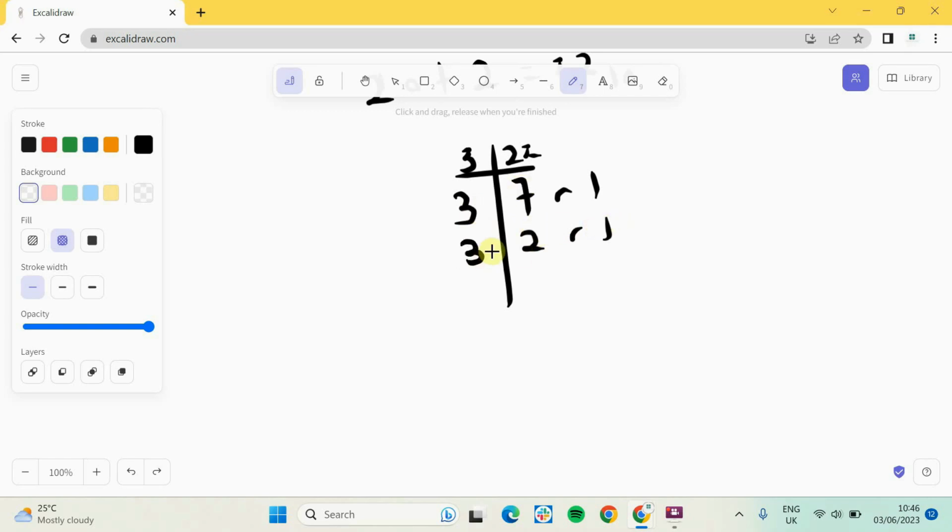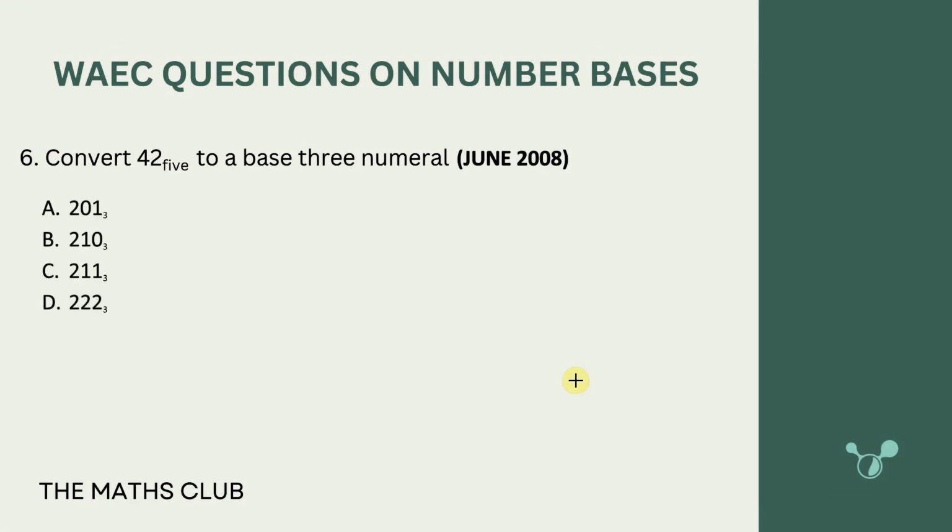3 in 2. 2 divided by 3. That will give you 0 point something, right? So that will give you 0. We're only interested in the whole number part. And the remainder, you just bring whatever value is there, you bring it down. So from bottom to top, that means our answer in base 3 is 211 in base 3. 211 in base 3. That's option what? C. Great. So let's continue to the next question.